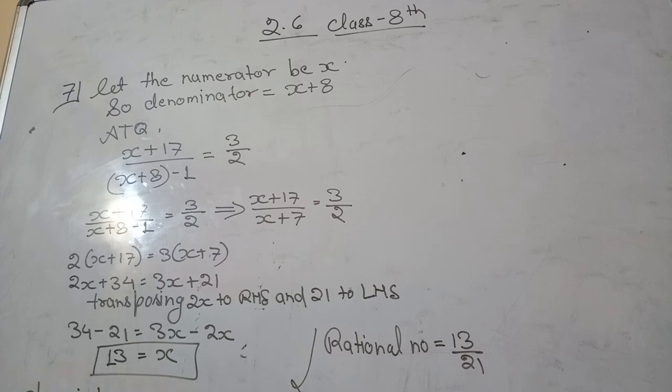And the denominator is how much more than the numerator? The denominator is 8 more than the numerator. So our numerator is 13, so the denominator will become 13 plus 8. It means 21. So we have both values, numerator 13 and denominator 21. So what rational number do we obtain here? The obtained rational number is 13/21.